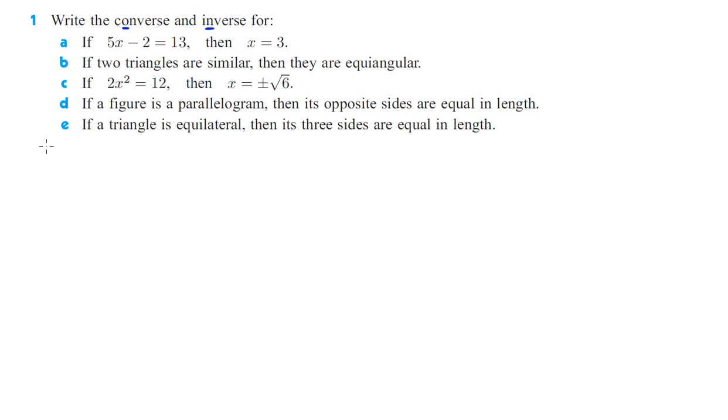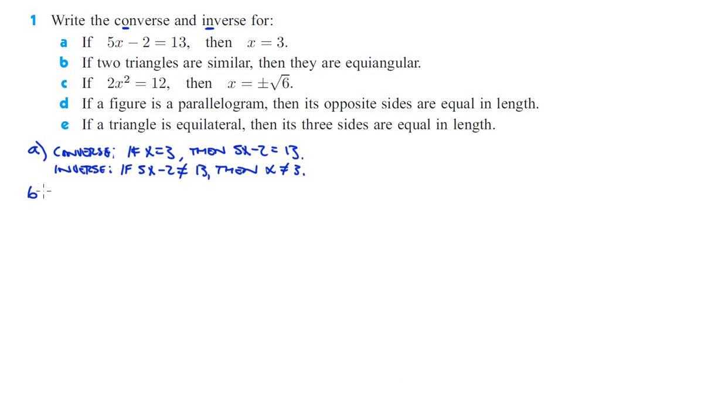Okay, so for A, the converse will be, since we have if 5x minus 2 equals 13, then x equals 3. Converse is going to be the opposite, so we're going to put if x equals 3, then 5x minus 2 equals 13. Okay, and then the inverse is going to be the negation of that. So that's going to be if 5x minus 2 does not equal 13, then x does not equal 3.